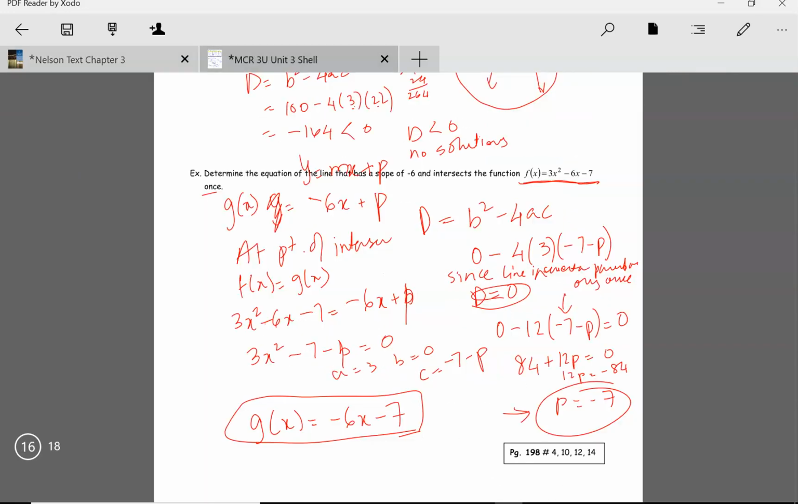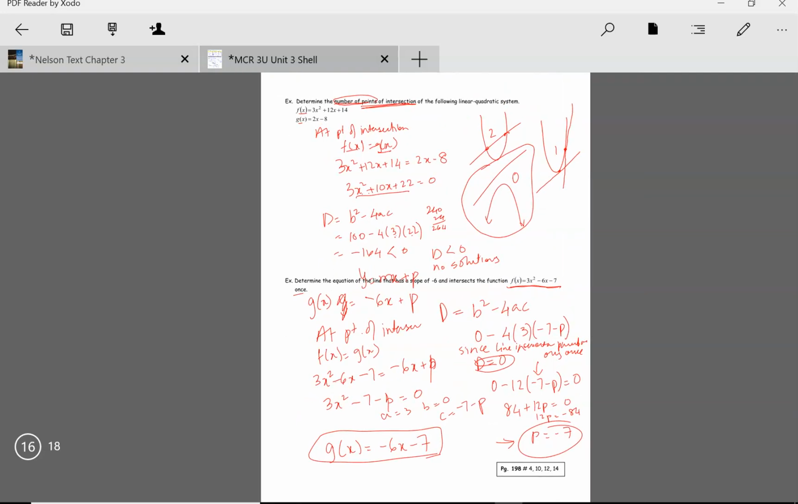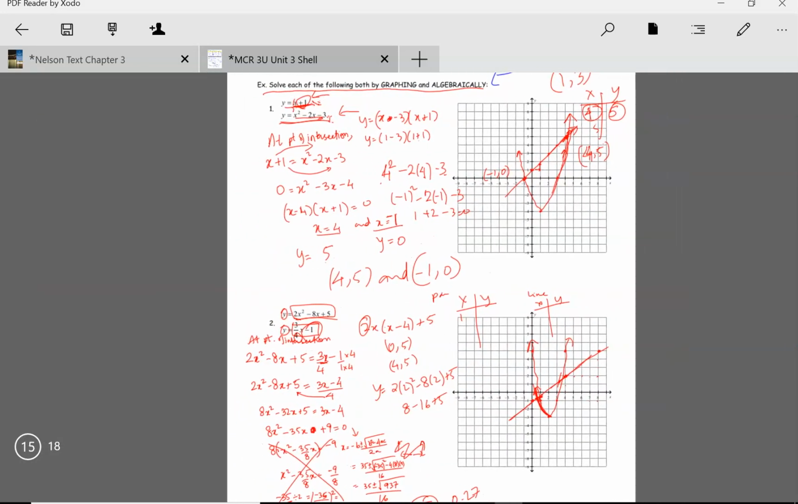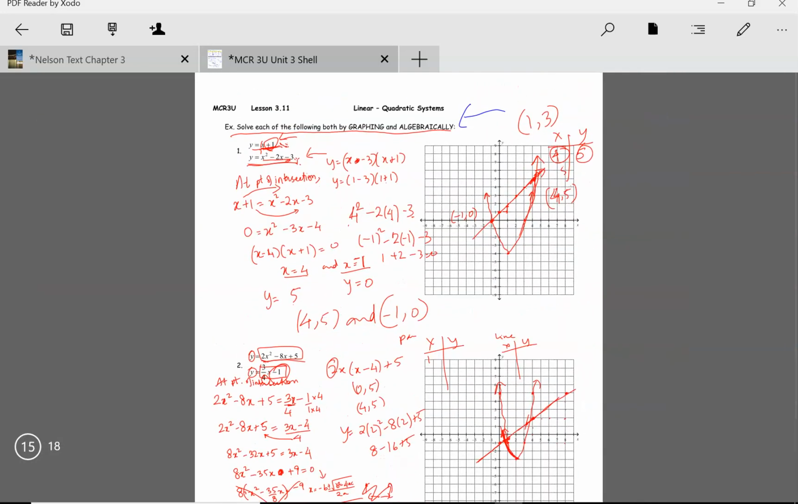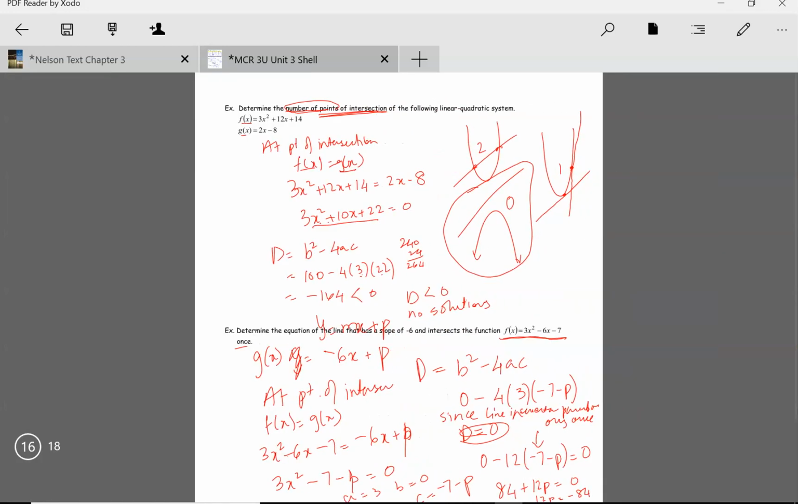So that's that lesson. Hopefully you were okay. Again, maybe I should have spent more time. Linear quadratic systems are basically looking at the different points of intersection between a line and a parabola. The main example here, put a star beside this one, because to find the number of points of intersection, the basic idea is you set them equal to each other. If you're asked to find the point of intersection, you have to use the entire quadratic formula and solve it.